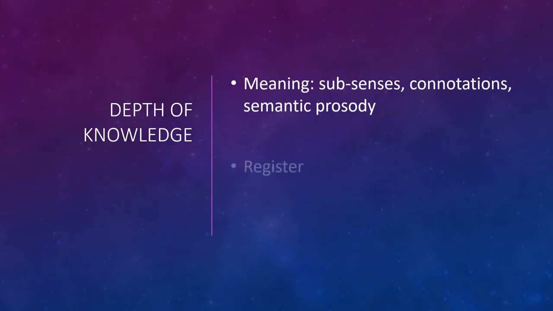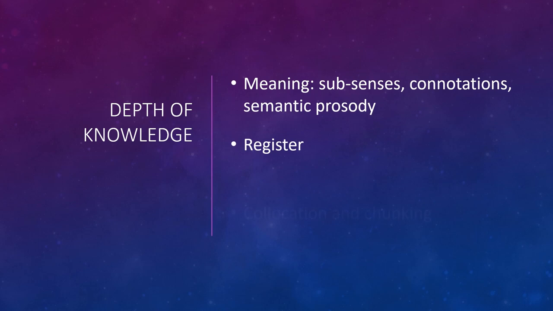Then, of course, there is the question of register, and register will include the difference between speaking and writing, words which are appropriate in speech rather than writing, and levels of formality. So, for example, we have words like kids, children, and offspring, which all mean more or less the same thing, but have great differences in their levels of formality, with offspring being rather formal, and kids being rather informal, and children being somewhat neutral. Now, I've already mentioned the question of collocation and the formation of chunks.